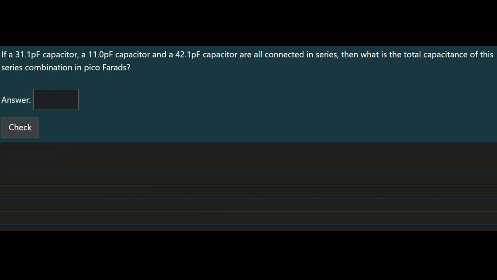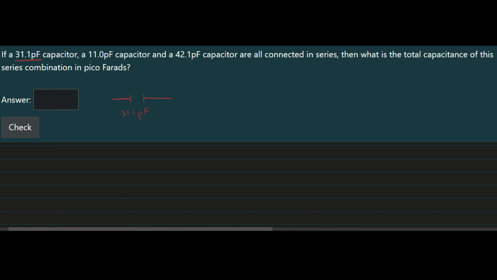For this problem, we're given three capacitors. We have a 31.1 picofarad capacitor given to us right here. A capacitor is drawn like this. It kind of looks like a voltage source, but we don't have one with a greater-than side. So this is our capacitor. It's 31.1 pico, and capacitance is measured in farads. Pico is 10 to the negative 12th.